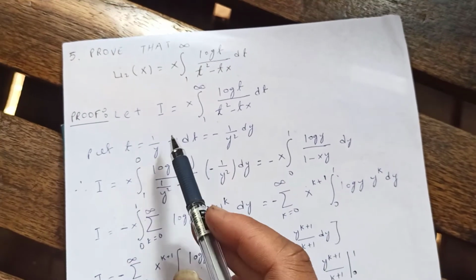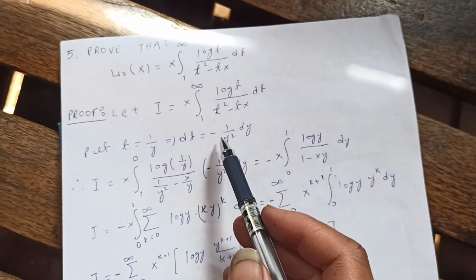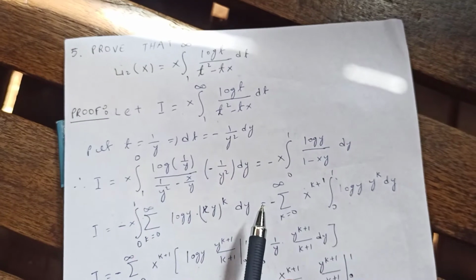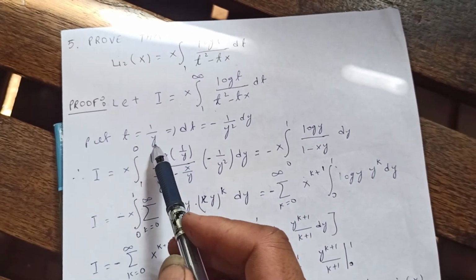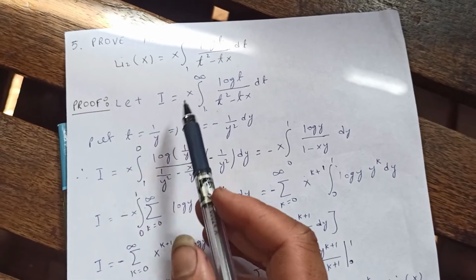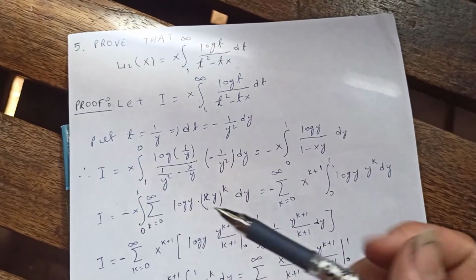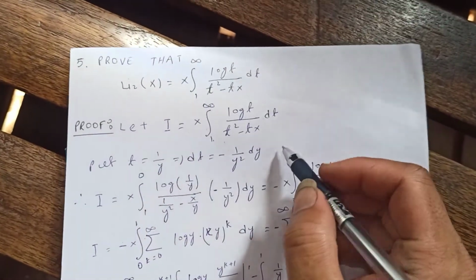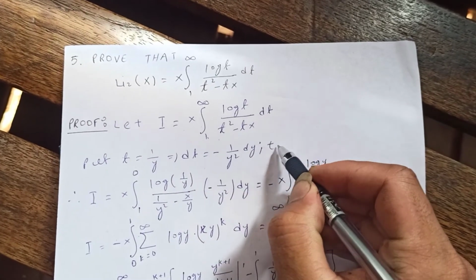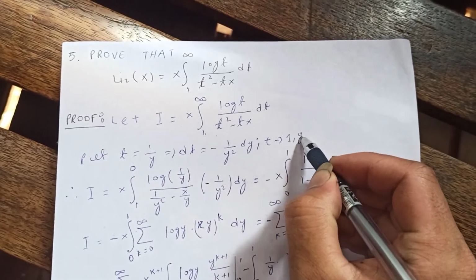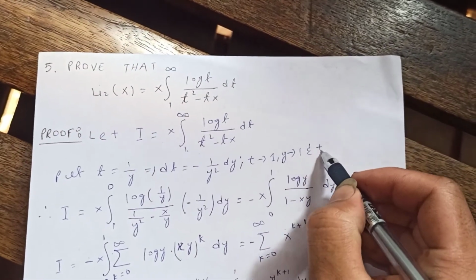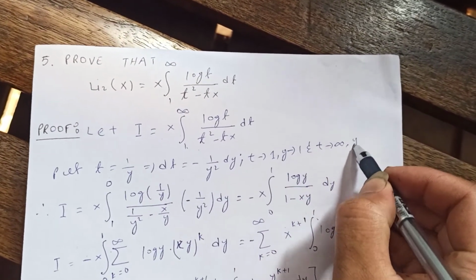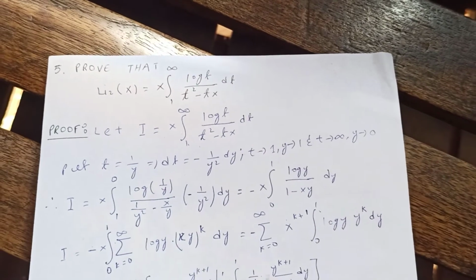Now put t equal to 1 over y, so dt is negative 1 over y² dy, right? Then when t is equal to 1, y will be 1. When t is infinity, y will be 0. So when t is 1, y is 1, and when t is infinity, y is 0, okay?